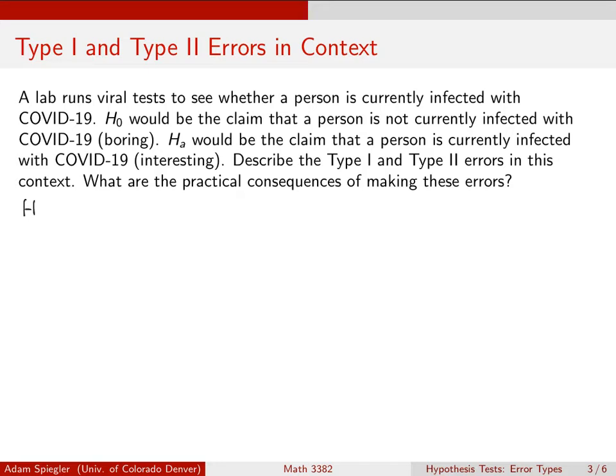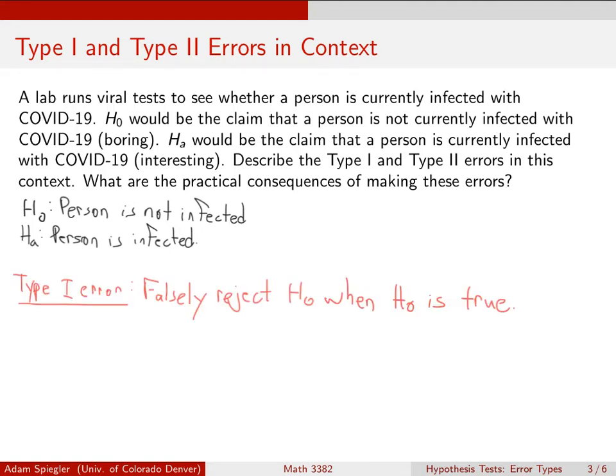And we want to think about what the type 1 and type 2 errors are going to tell us about this scenario. And so first let's consider the hypotheses. So H0 is the boring claim, which in this case would be that the person is not infected with COVID-19. And the alternative would be the interesting result, which in this case would be that the person is infected with COVID-19. So we need to think about what the hypotheses are before we can consider what type 1 and type 2 errors are.